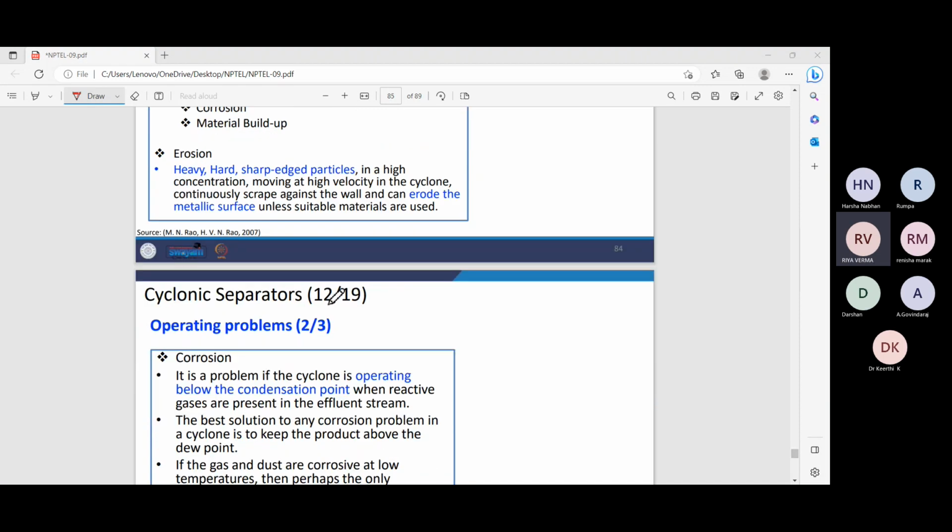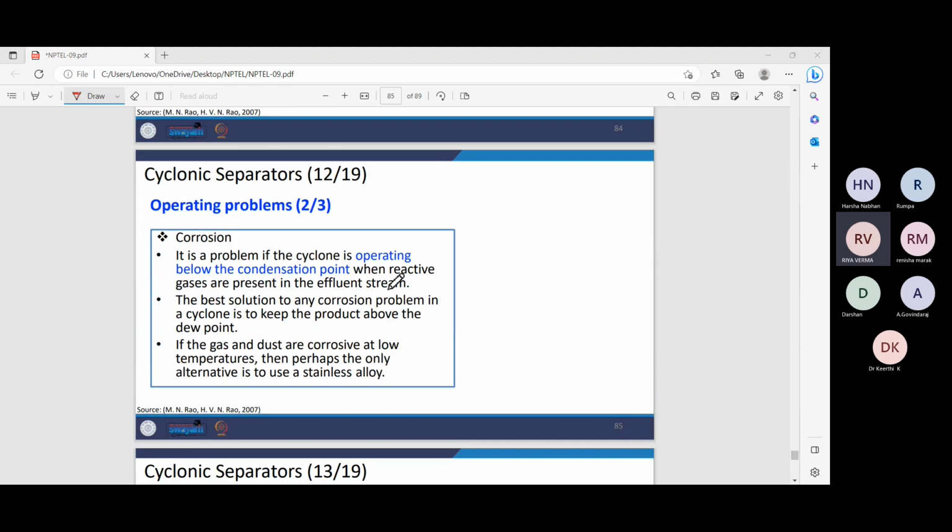Next, we have corrosion. If the cyclone is operating below the condensation point, when reactive gases are present in the effluent stream, the problem of corrosion may occur. So the best solution to any corrosion problem in a cyclone is to keep the product above its dew point. Then no moisture will be there, and thus we can avoid this corrosion problem. And if the gas and dust are corrosive at low temperatures, then perhaps the only alternative is to use a stainless alloy, so that corrosion can be avoided.